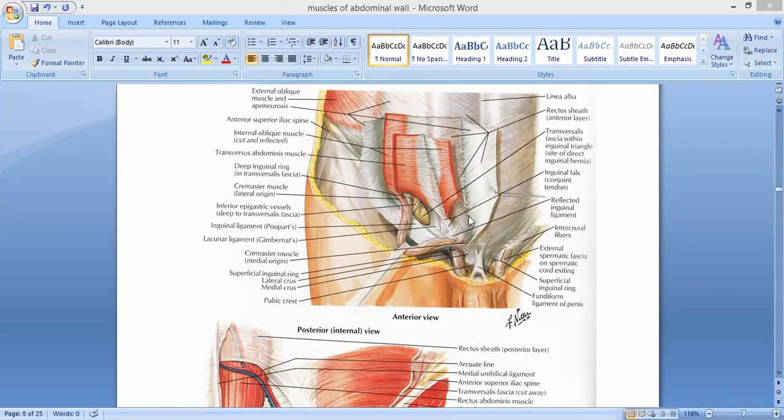Is it clear? So the reflected part of the inguinal ligament, I told you, consists of fibers coming from the lateral crus of the superficial inguinal ring, running upwards and medially, and then joining the fibers coming from the opposite side in the midline at the linea alba. Any problem? This is a viva question: what are the extensions of the inguinal ligament? Do not get upset at that time, right? The inguinal ligament has three extensions. Number one, the lacunar ligament. Number two, the pectineal ligament, and number three, the reflected part of the inguinal ligament. Is it clear?